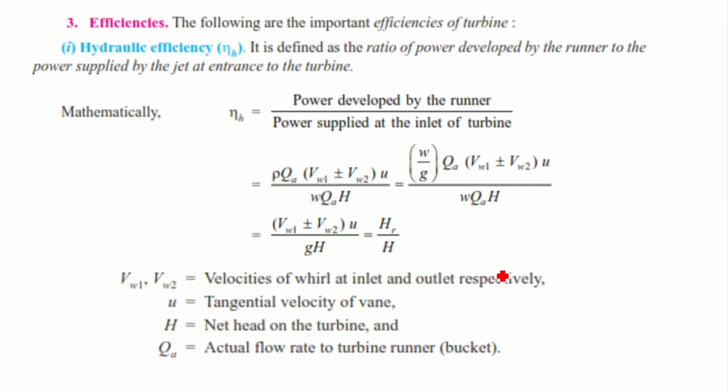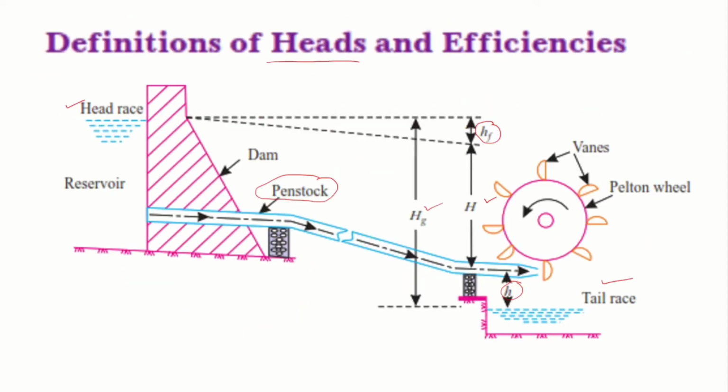Now we will look into the efficiencies. We have different efficiencies like hydraulic efficiency, volumetric efficiency, mechanical efficiency, and overall efficiency. First, let us look into the details of the hydraulic efficiency. We know that efficiency is output divided by input. For hydraulic efficiency, the output is the power developed by the runner. It is the ratio of power developed by the runner to the power supplied by the jet at the entrance of the turbine.